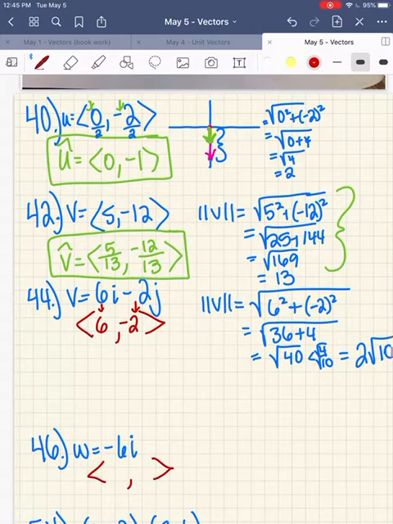Now, I did the magnitude over here already, and I went ahead and simplified my radical. Root 40 simplifies to 2 root 10. And now I'm going to write my final answer. So v hat is going to be, now I'm going to take my original again, and divide by the magnitude. Take my original and divide by the magnitude.